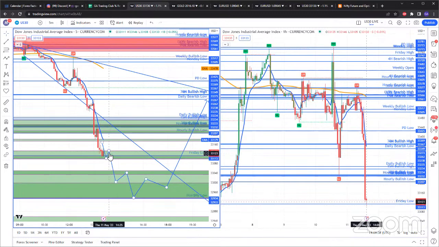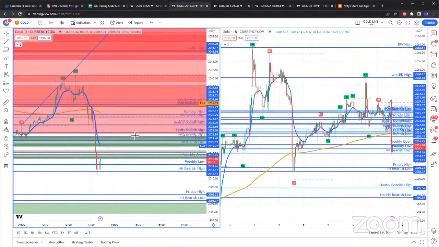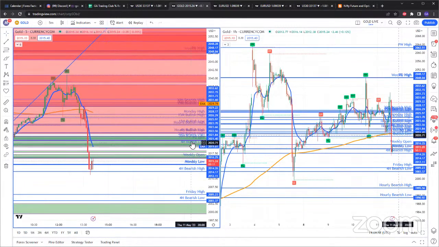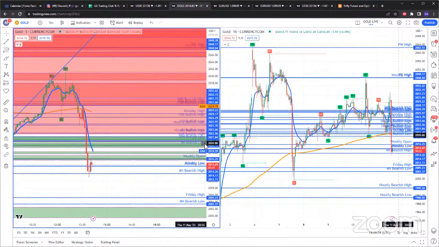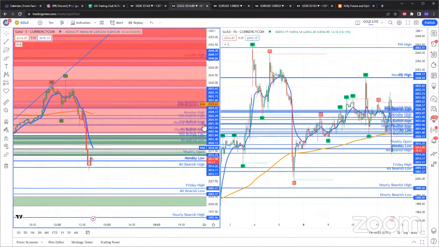So I'm more interested in this US 30 buy. Gold, let's see what we have. Gold, we do have this 4-hour bearish high. As compared to US 30, we did not have any bearish zones around there. But for gold also, we have a 4-hour bullish low up here, a 30-minute bullish low, bullish high, also hourly bullish high, 4-hour bullish high. So gold should also, other than this 4-hour bearish high, that's the only red flag on that.